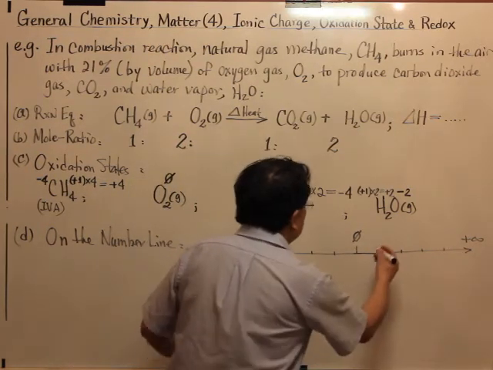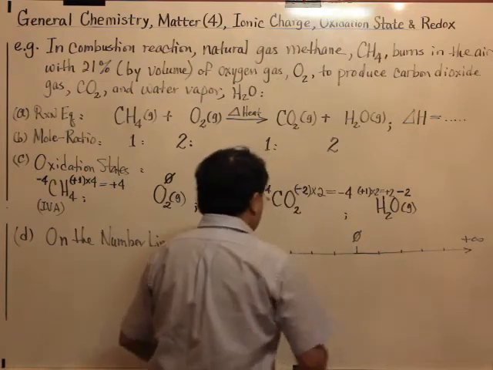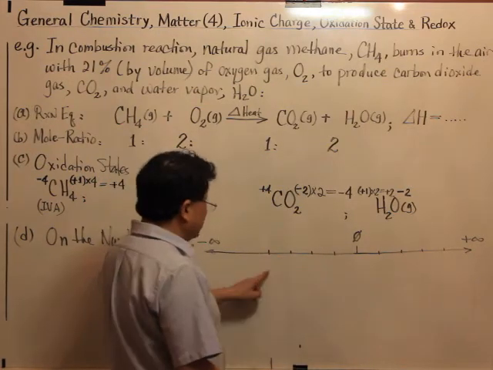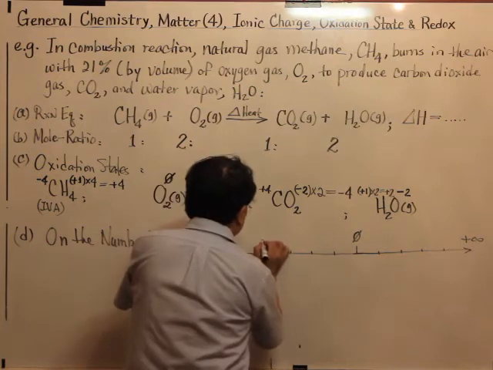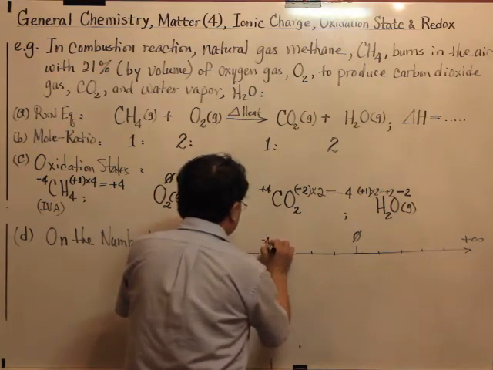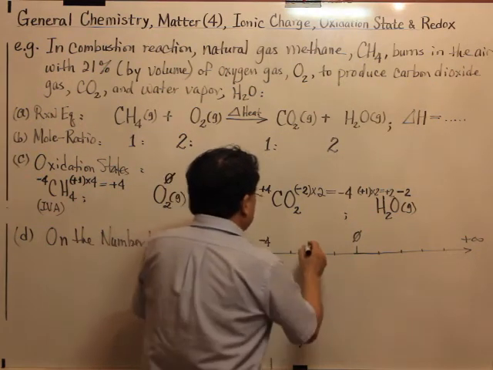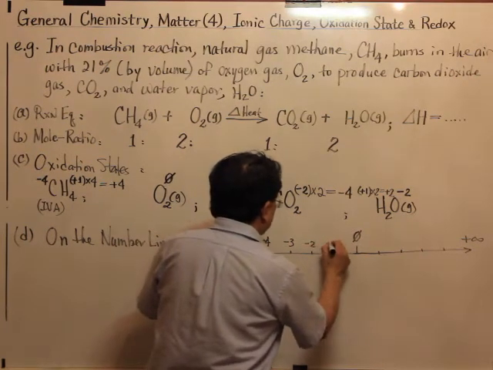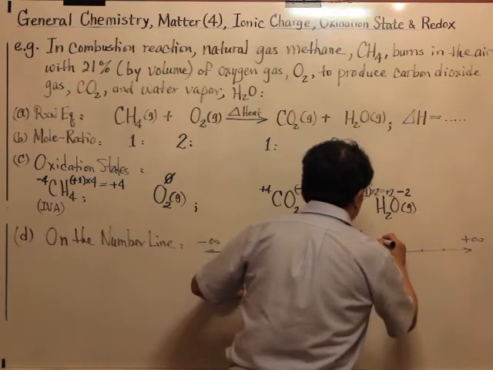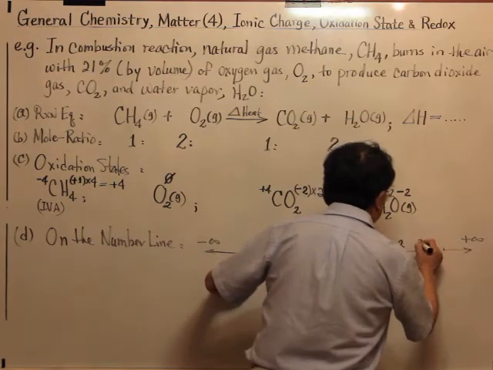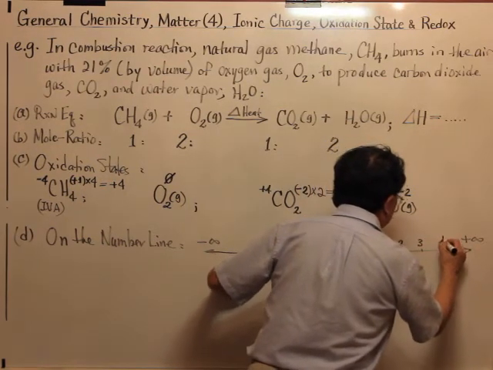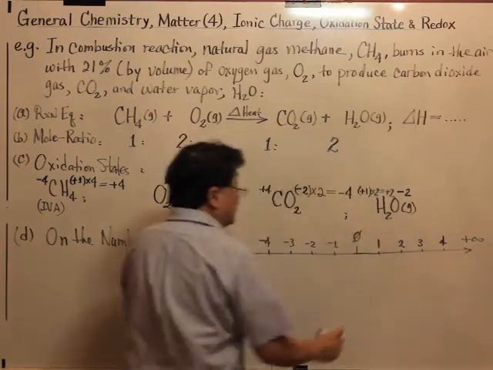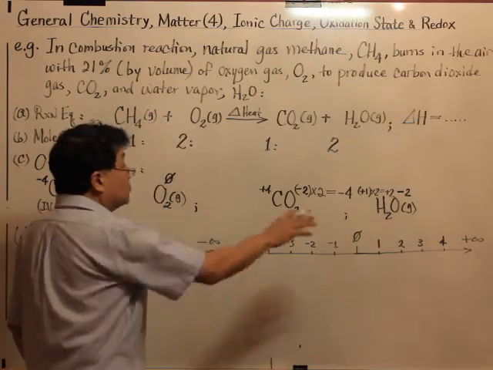So we talk about carbon. Where did the carbon start from? The carbon starts from -4. Right here, -4. Right? And -3, and -2, and -1, right? Here's 1, and 2, and 3, and 4. Now carbon ends up with +4 on the right.